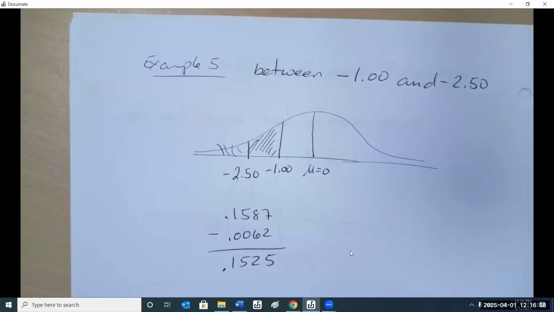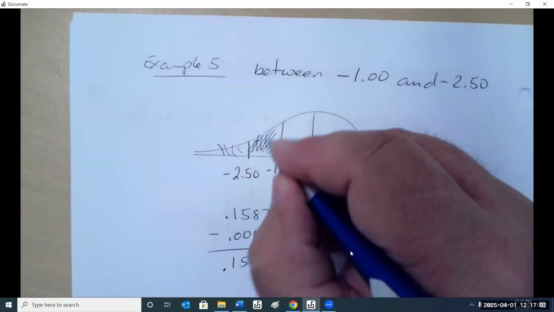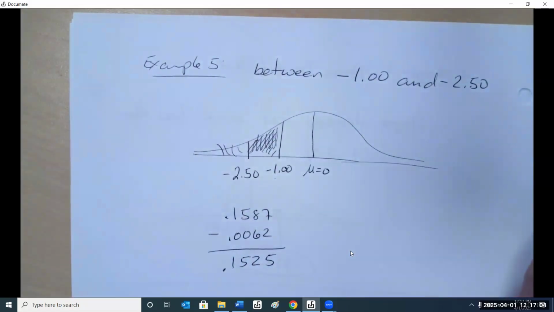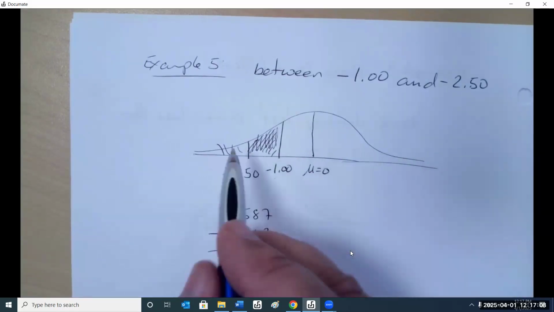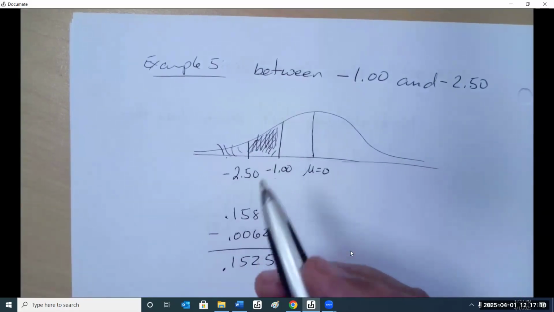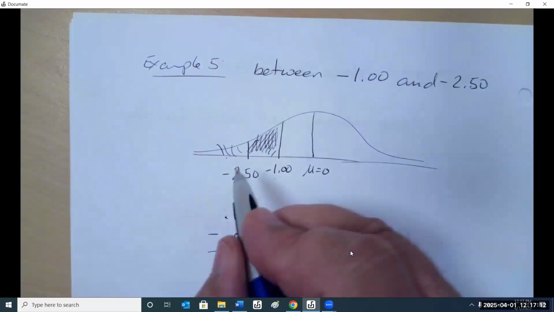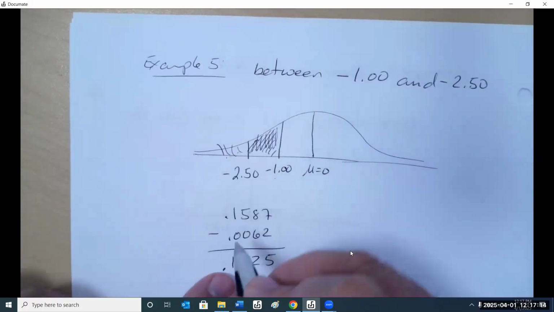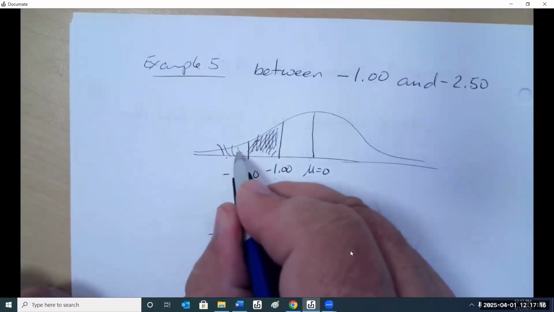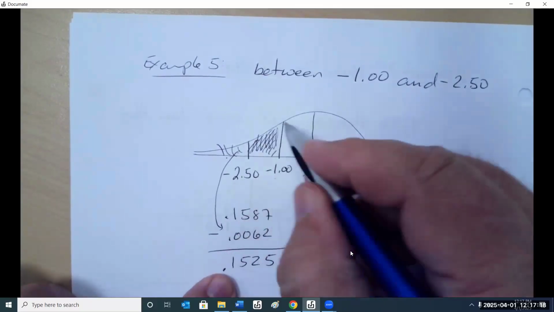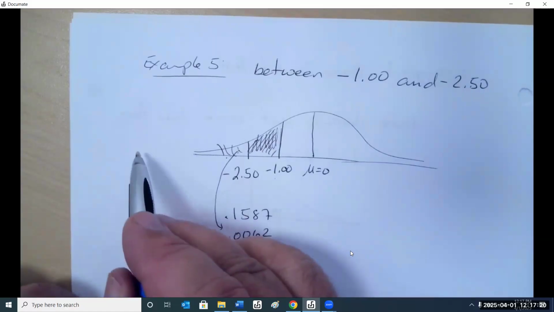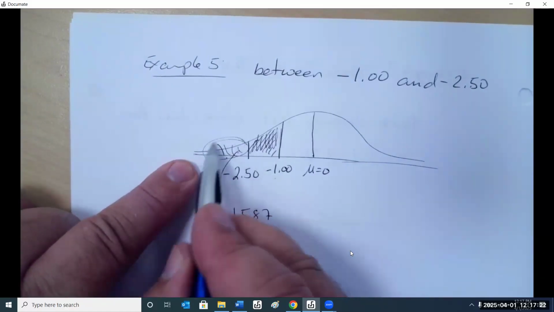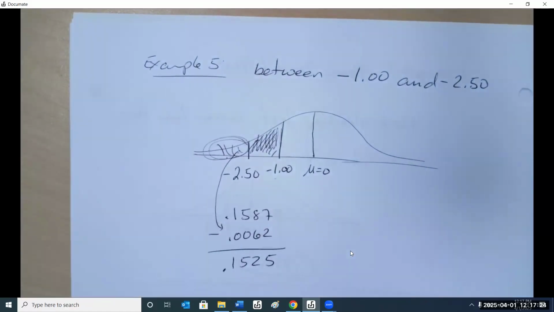The part above the negative 2.50, yeah, this is the part we're looking for. So what about the part on the other end? Over here? No, this area here was that. Right, that's this area. Because the number here was everything to the left, we want to get rid of this. That's why I subtracted. Good question.